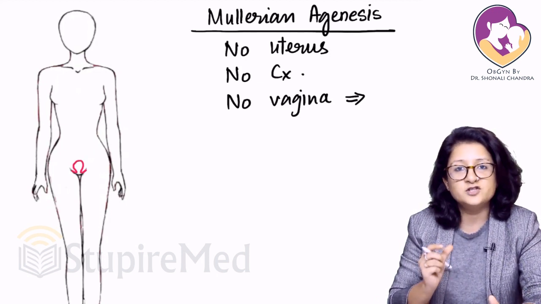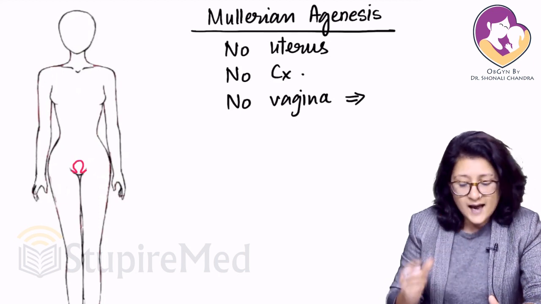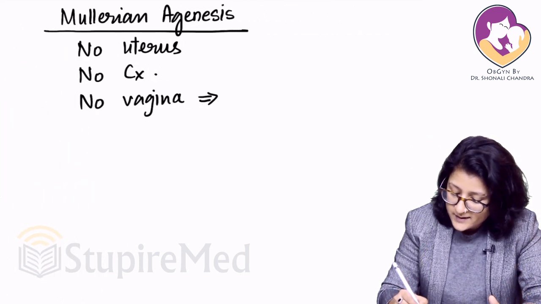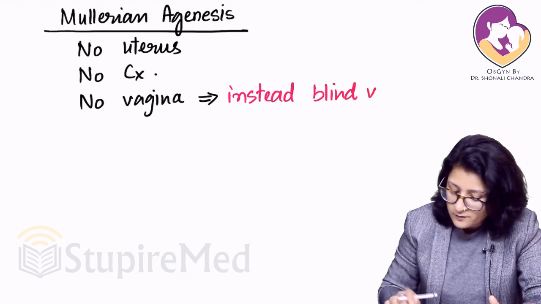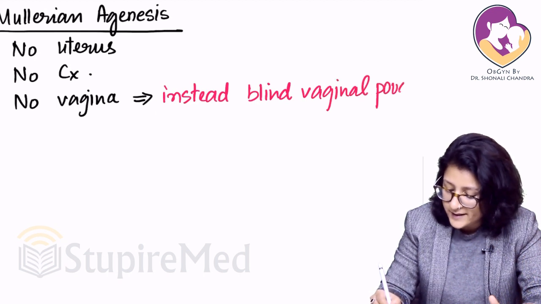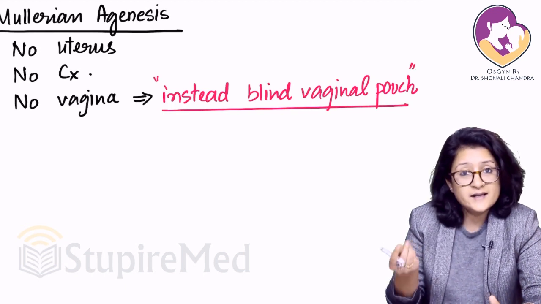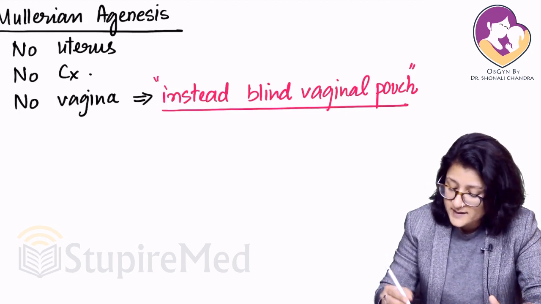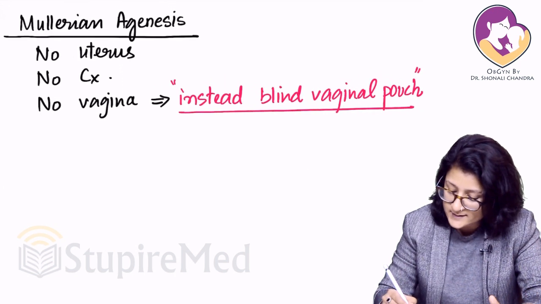Remember that the part of the vagina which is endodermal, which comes from the urogenital sinus, that could be present. So there is no proper vagina. Instead, there is a blind vaginal pouch. This could be of varying depths. It could even be just a skin dimple. So instead there is a blind vaginal pouch, which is that part of the vagina that is coming from the urogenital sinus.